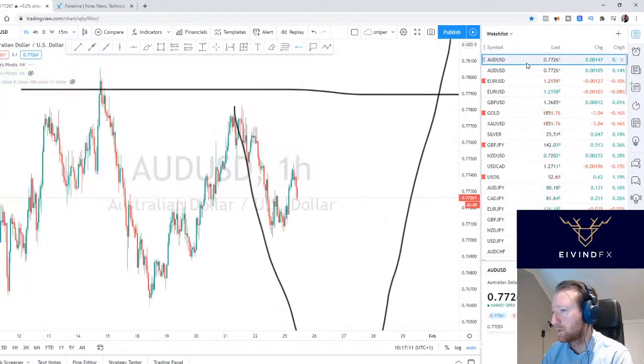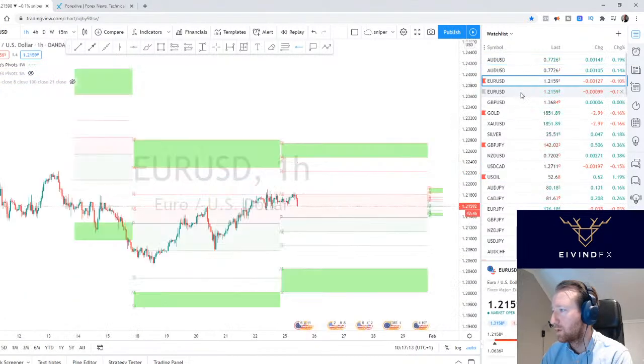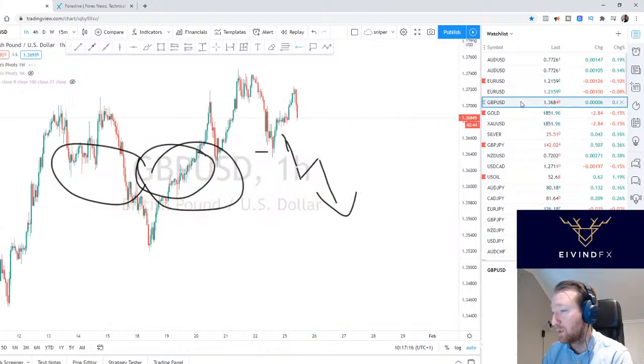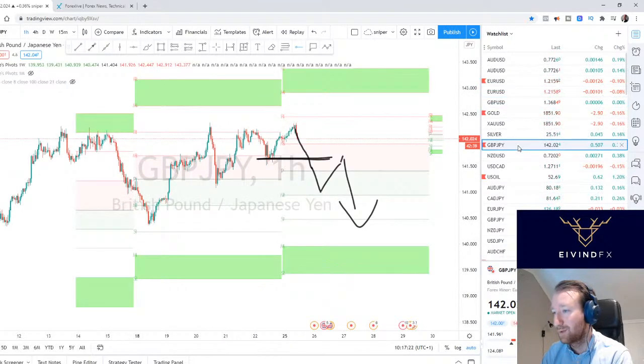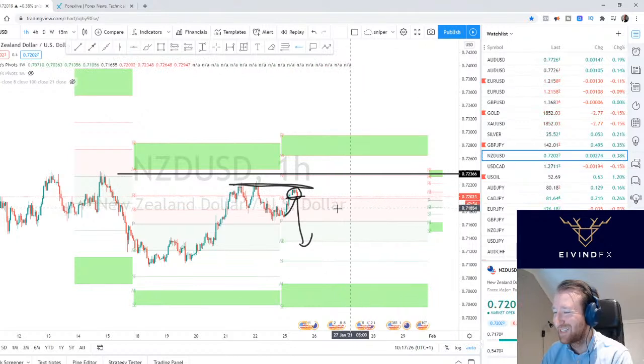So Australian dollar has set up. It's falling. Euro has set up and falling. Pound has set up and falling. Pound yen has gone higher than I wanted, so I don't want to do that yet. New Zealand setup.